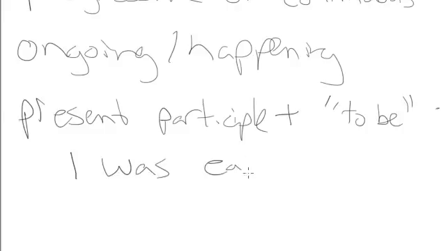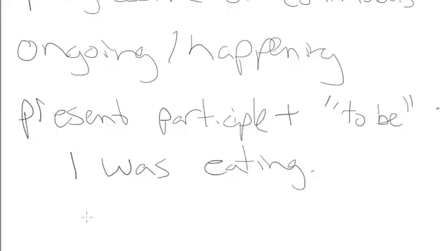So to make the progressive tense, it's pretty simple. We are going to use the present participle plus the past, present, or future of the to be verb. So let's start with our past. Our past continuous, we have I, and then the past tense of to be, which is was, eating.